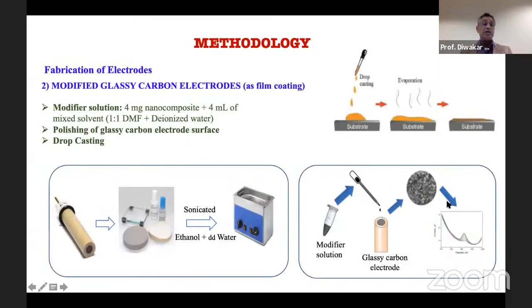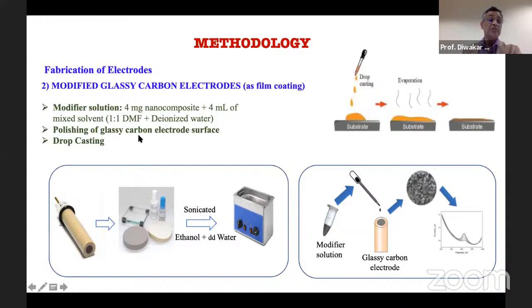Then we used a glassy carbon electrode. We coated, or impregnated, the material on the surface of the glassy carbon electrode. Prior to use, the glassy carbon electrode was cleaned using diamond or aluminum solution, then sonicated with ethanol or distilled water. Then we washed it, and then we coated it.